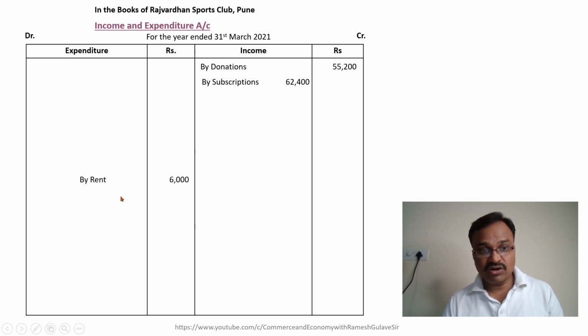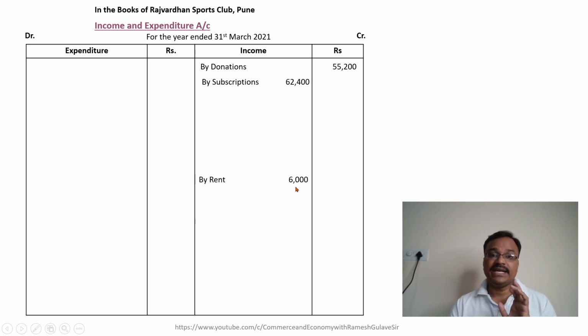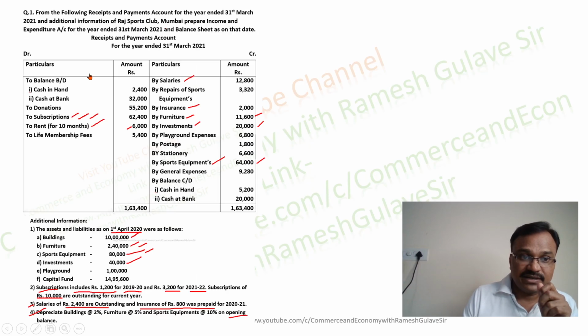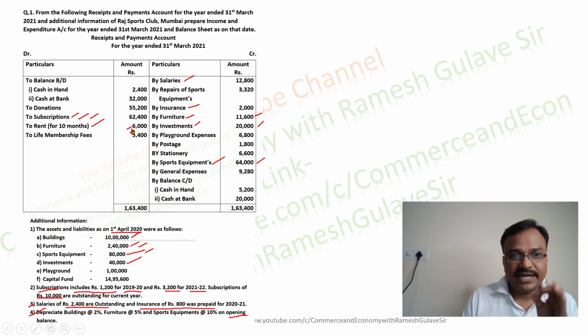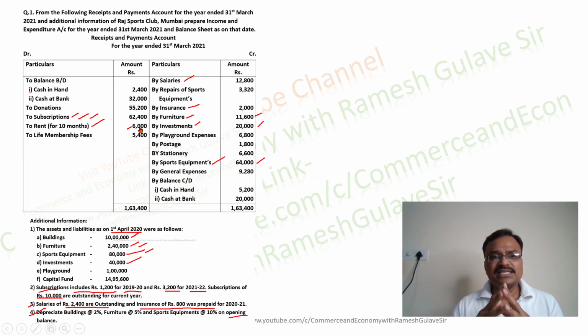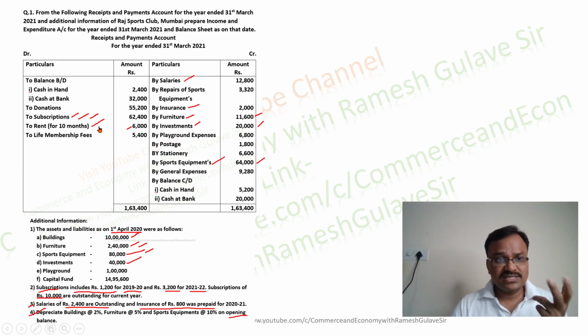Now let us first record the rent as income by rent, and we have recorded it in the inner column because there is a hidden adjustment. Here we have received rent for 10 months and the amount received is 6,000. It means 6,000 divided by 10 gives us 600. It means the amount of rent is 600 rupees per month, right? And as we have already received rent for 10 months, 2 months rent is outstanding. It means 6,000 for 10 months and 1,200 for 2 months.